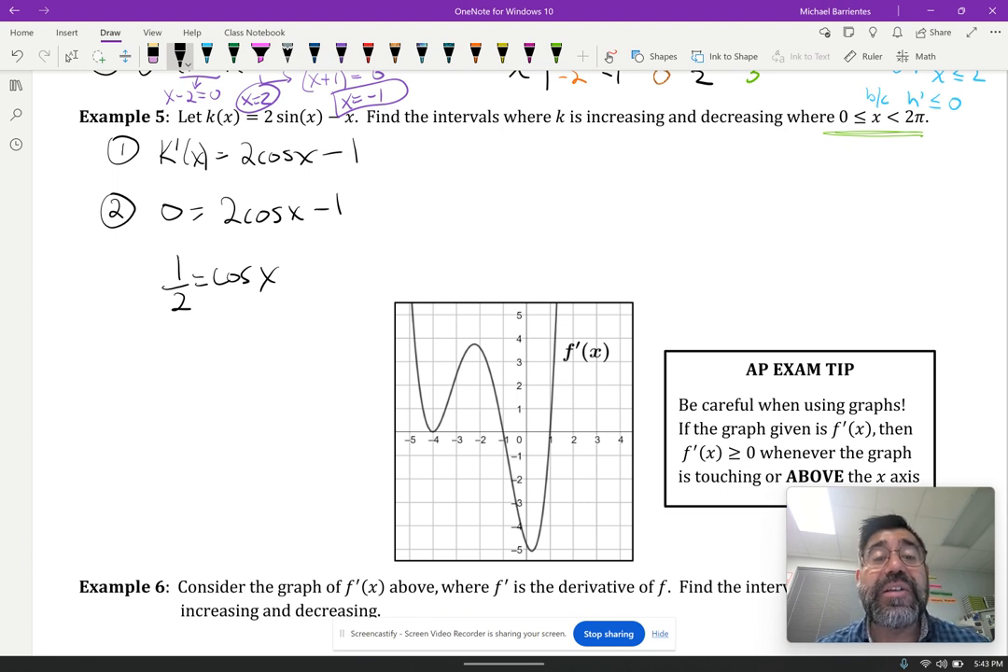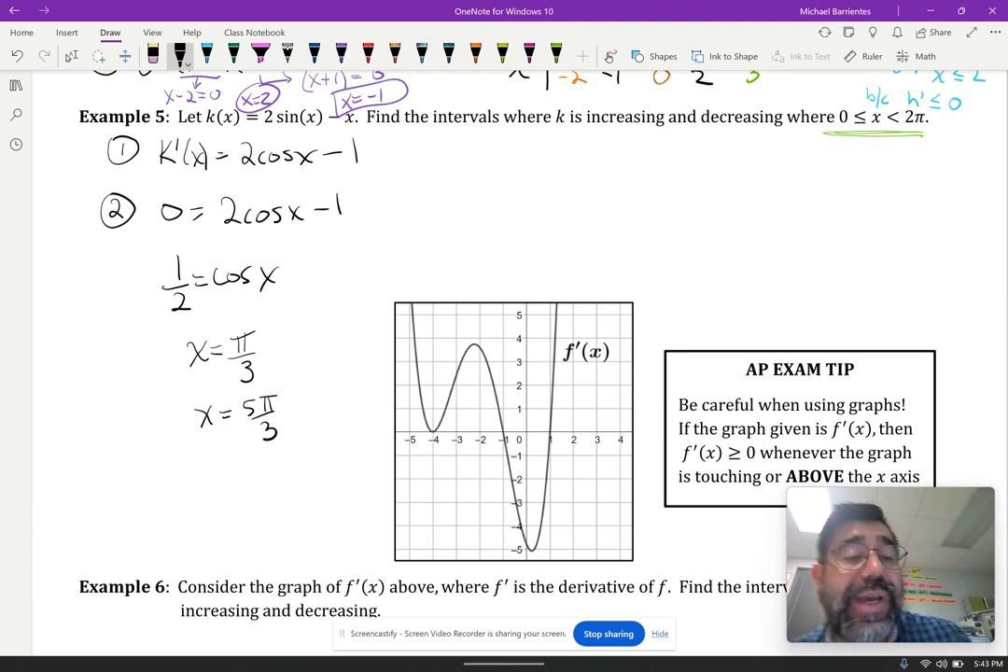Hey, this looks like those examples on our warm-ups. Cosine of what angle equals 1/2? When does it equal 1/2? I believe it equals 1/2 whenever x equals pi over 3. I almost got the wrong one. Pi over 3. And it also equals 1/2 when x equals 5 pi over 3. At these two angles, the cosine of pi over 3 is 1/2, and the cosine of 5 pi over 3 is also 1/2. I find my critical points.